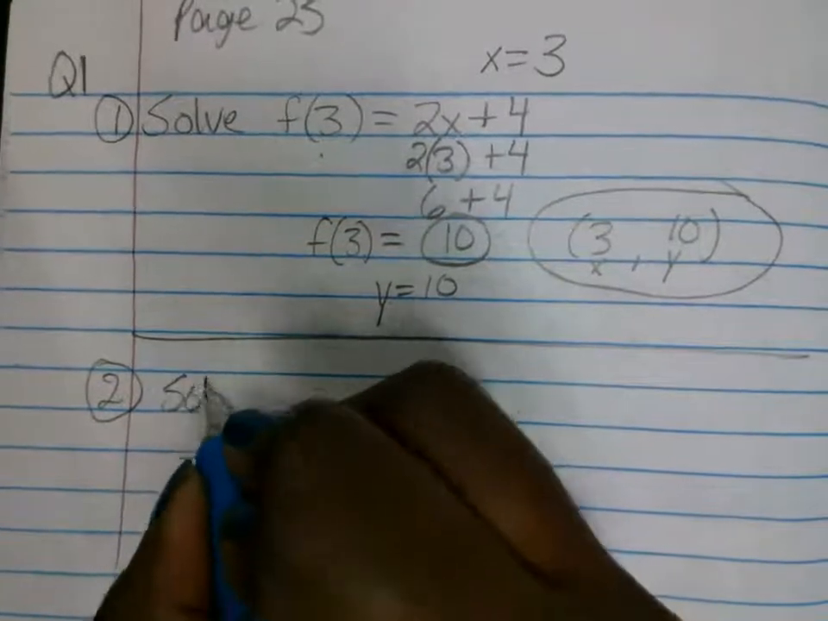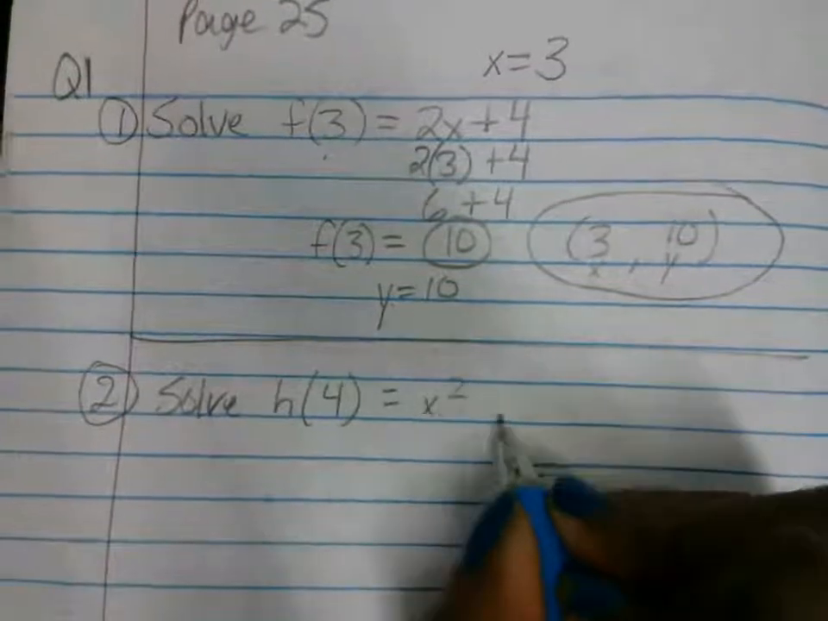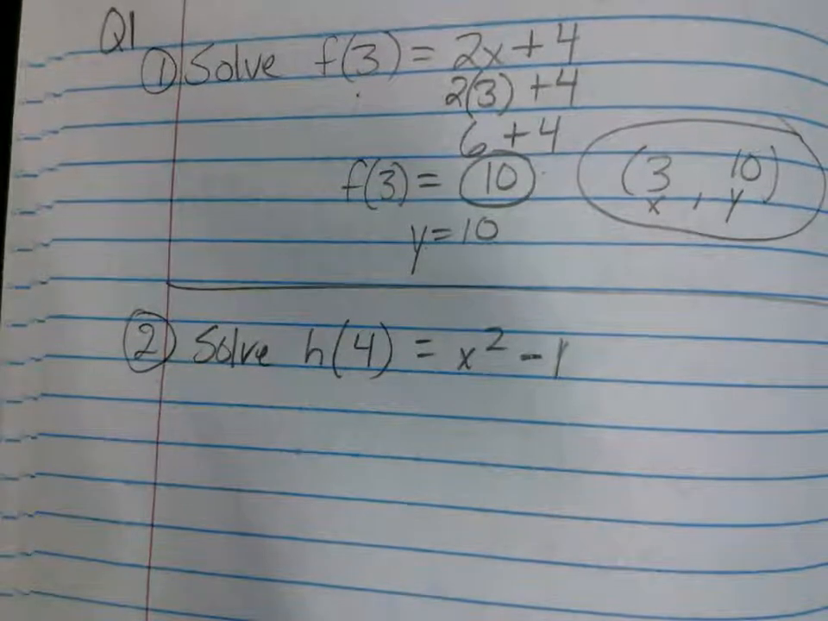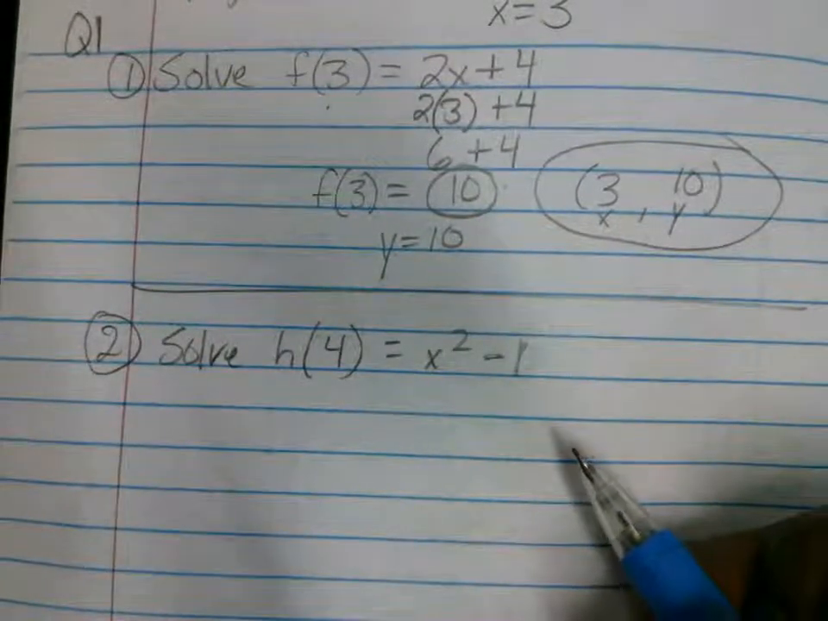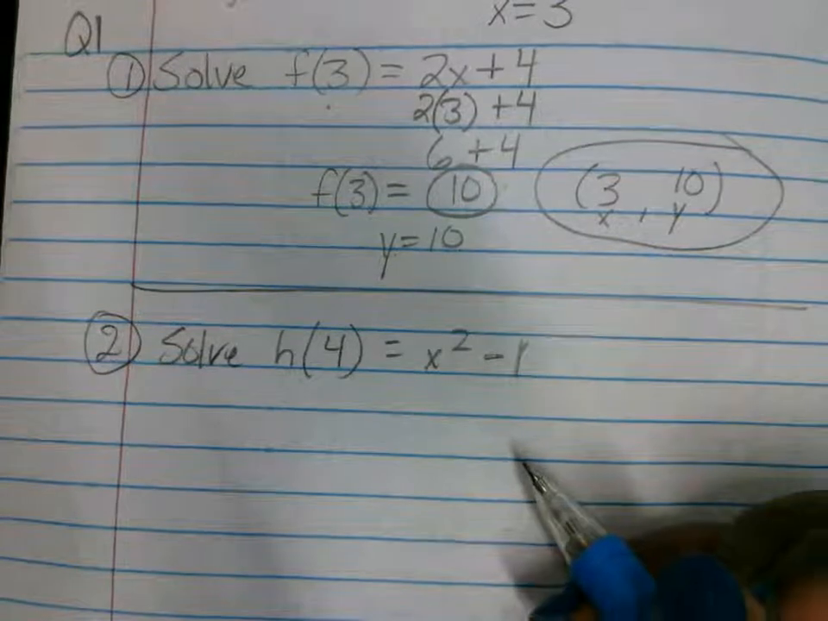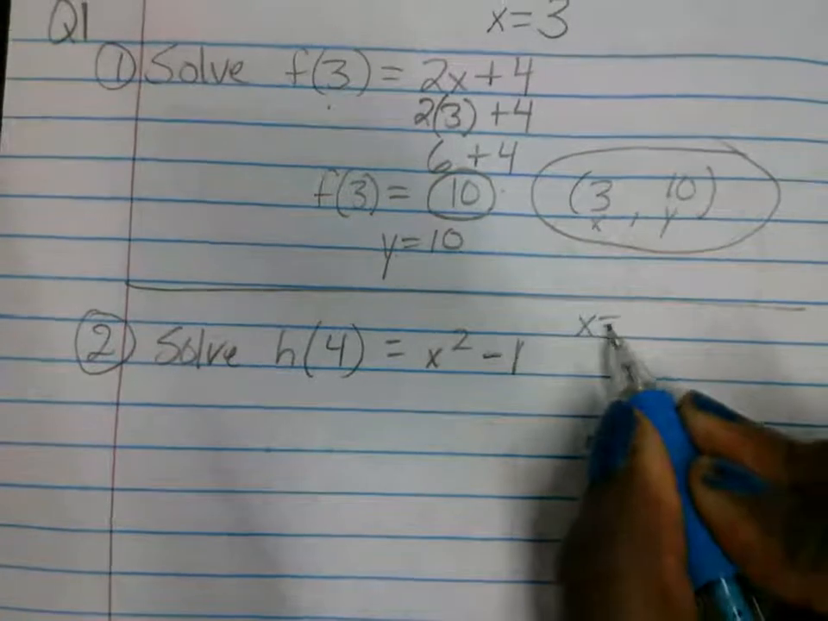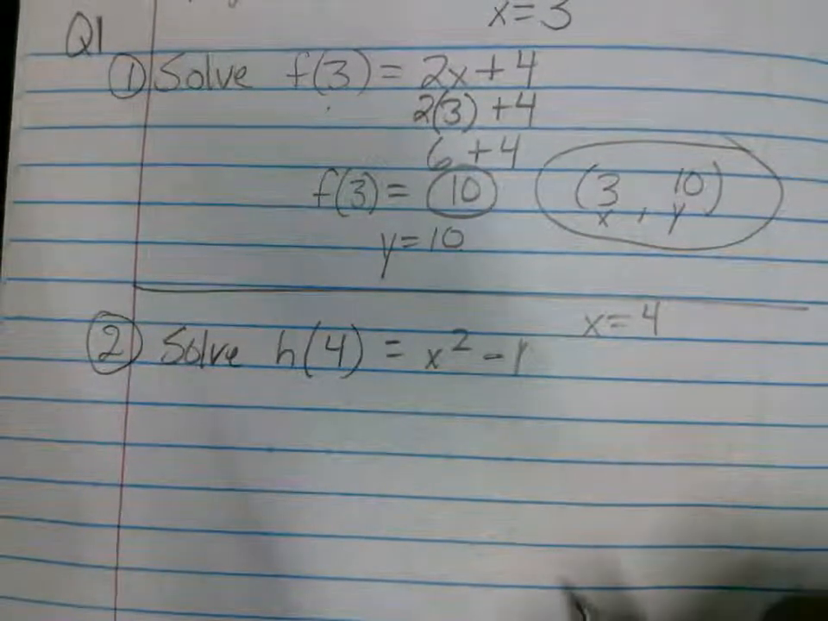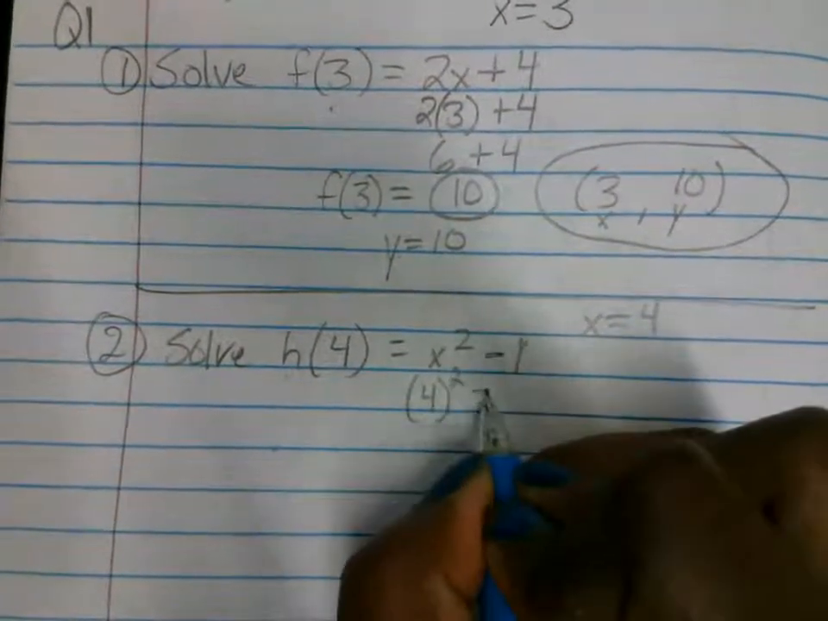We're going to solve h of 4 is equal to, let's do x squared minus 1. We'll pause to give you a chance to figure out the answer here. All right, so how do we solve for h of 4? What do we know? X is 4. What are we going to do to solve? Substitute. So I have 4 squared minus 1.